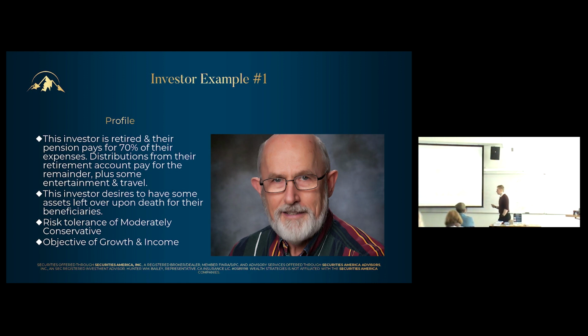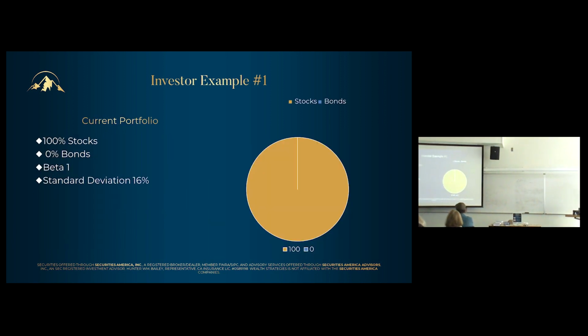This investor desires to have some of their assets left over upon death for beneficiaries, so they might have some kids that they want to take care of, and they have a risk tolerance of moderately conservative with an objective of growth and income. So with all that data in mind, it might be interesting to see what kind of account he currently has. So right now, he would be invested in 100% stocks, no bonds. He's got a beta of 1, a standard deviation of 16%.